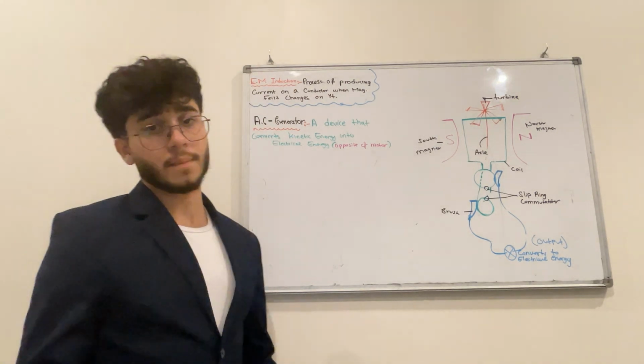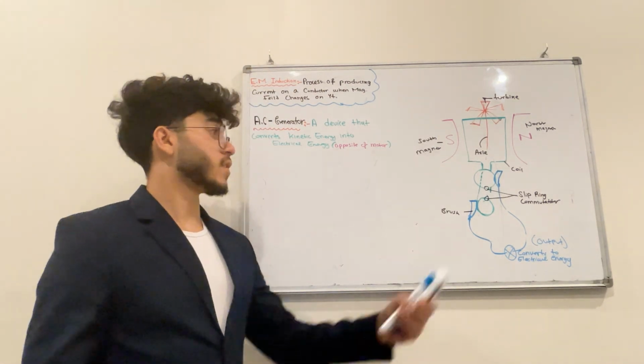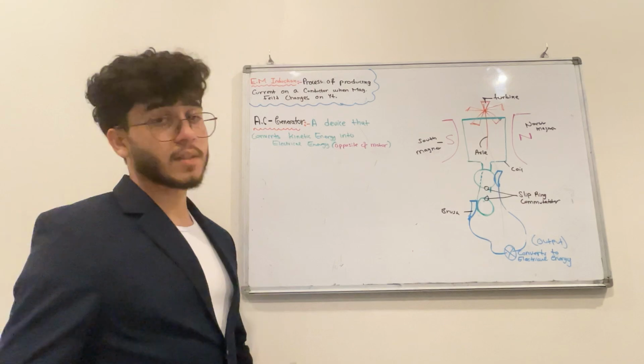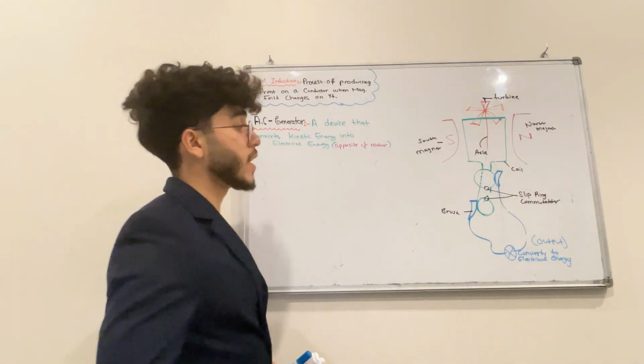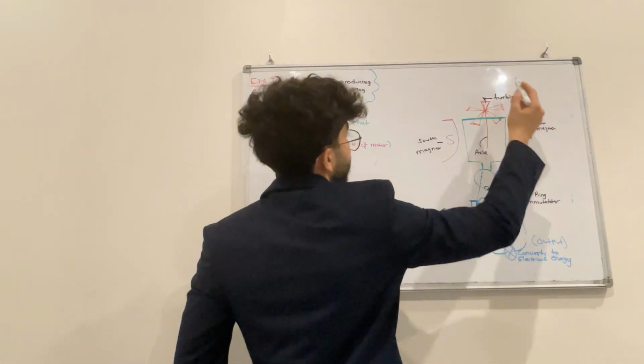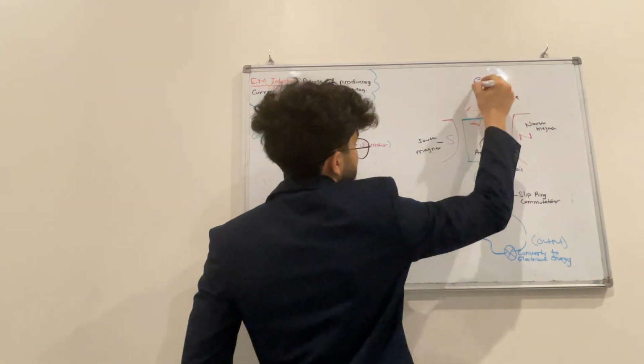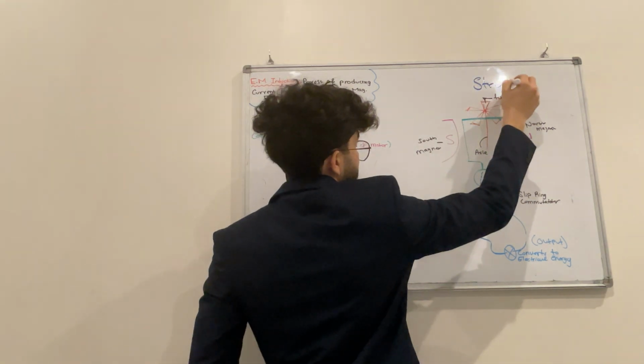Perfect. Alright. So this is the diagram of the AC generator, by the way. Please be careful about split and slip ring commutator. In a generator, it is slip. In a motor, it is split ring commutator, okay? This is the structure.